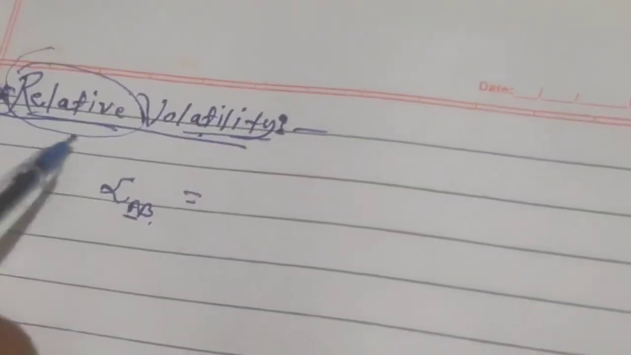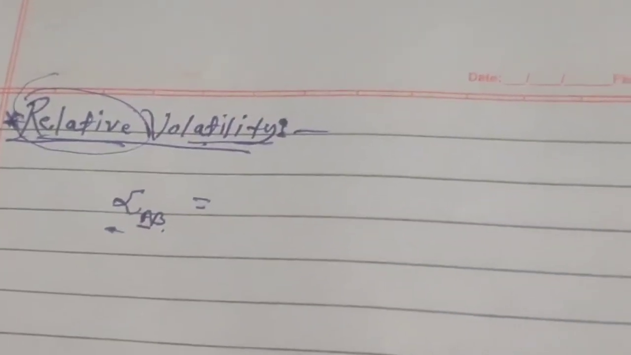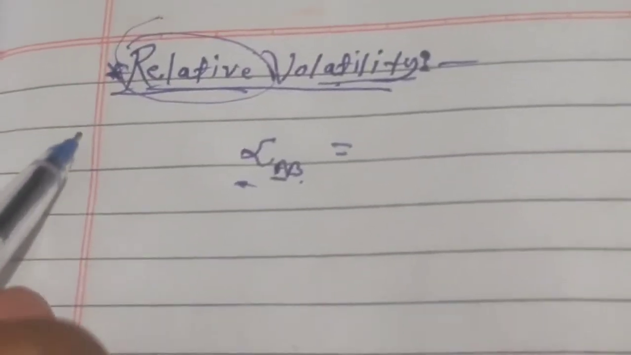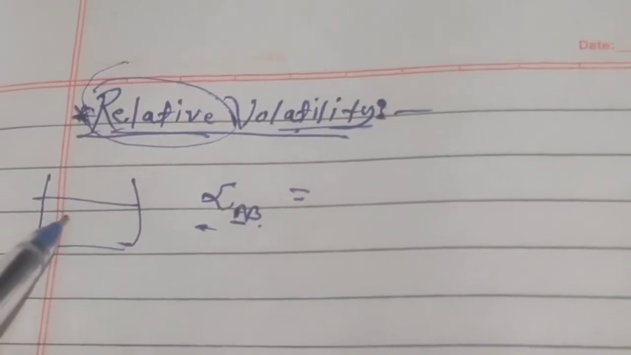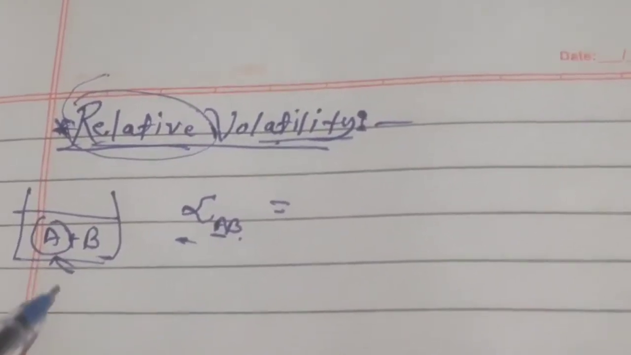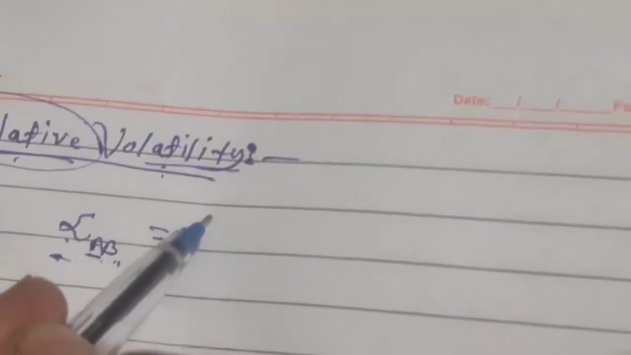If alpha is low, that means A and B are almost equally volatile, so it's hard to do the distillation. That's why this term is important. First, let us see how it is defined. Let's have this mixture A plus B. Here we are assuming that A is more volatile.